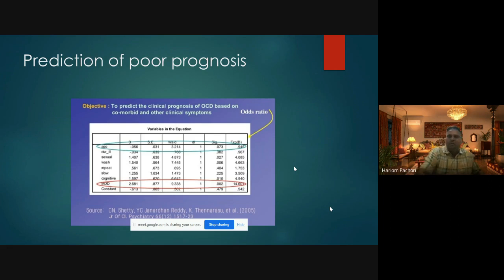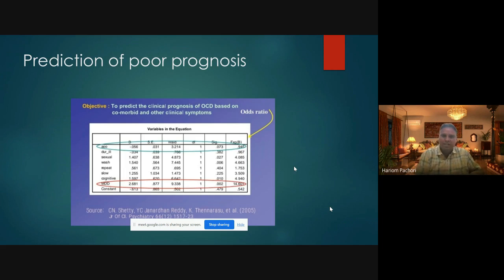So if you perform the logistic regression, then you will get the main table. This is the main table. So what to interpret here? This is about predicting the clinical prognosis of OCD based on comorbidities and other clinical symptoms.